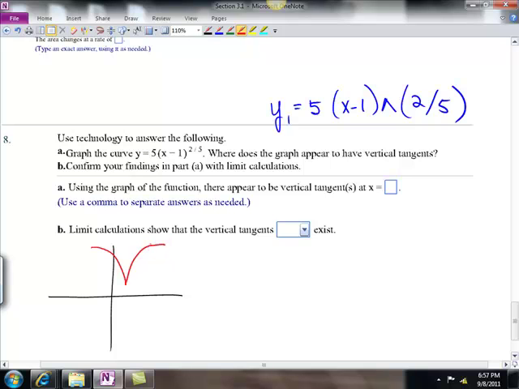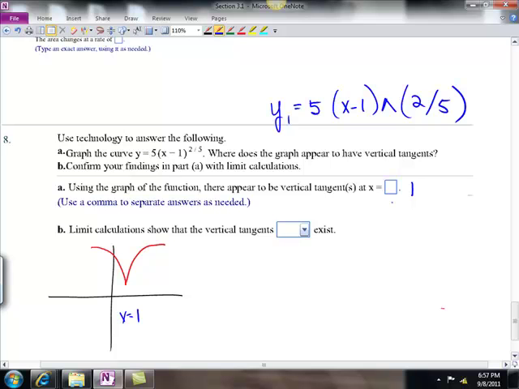Okay. When you do that, it says, where does it appear to have a vertical tangent? A vertical tangent would be something coming down in a vertical line that would be tangent to the curve. Where does it appear to have one? Right at x equals 1? Okay. So that's what you would put here. Just by observing, it would be at x equals 1.